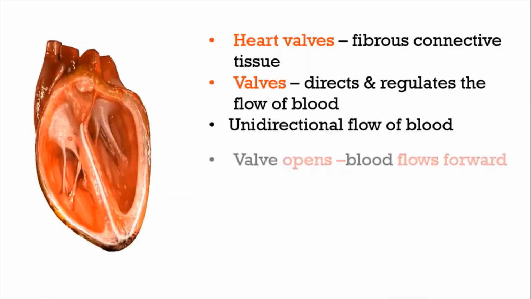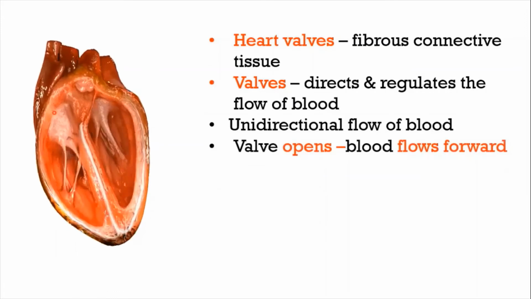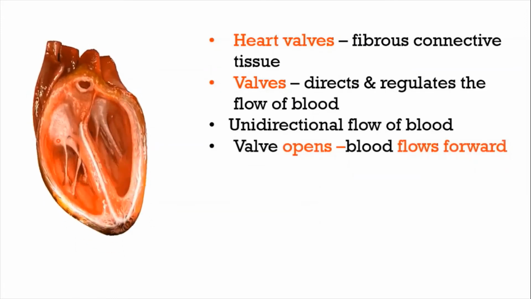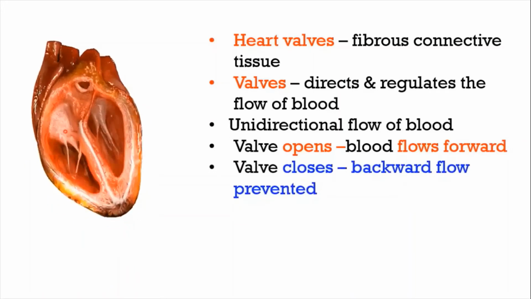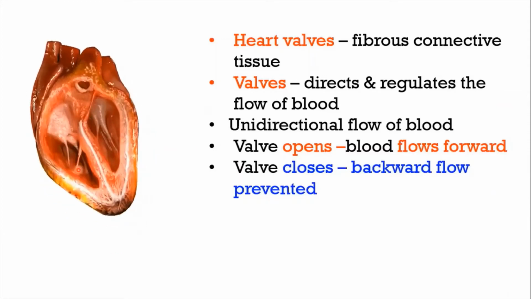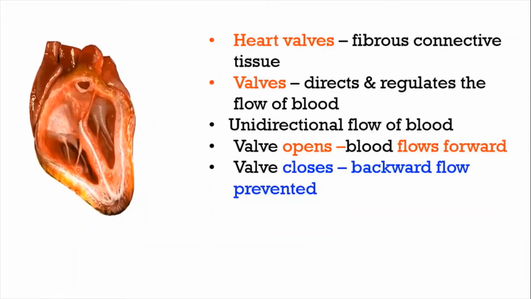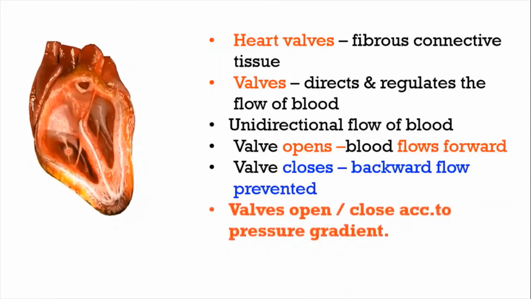When the valve opens, blood flows forwards. When this tricuspid valve opens, blood from the atria flows into the ventricles. When the valve closes, it prevents the backward flow of blood, that is, the flow of blood from the ventricle back into the atrium. So the opening and closure of the valves is controlled by the pressure gradient. Depending on the pressure in different chambers of the heart, these valves open and close.